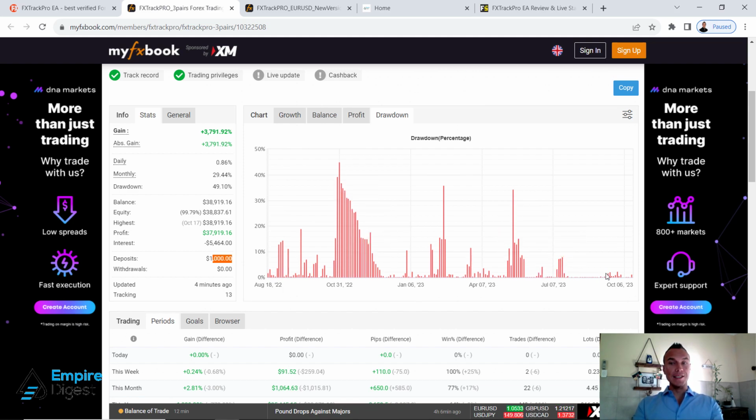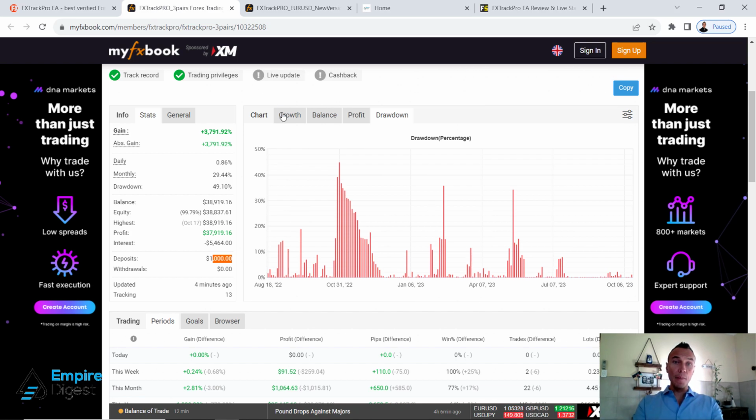The drawdown is actually going lower and lower and lower, which tells me that they've lowered the risk factor on the forex trading robot, which is a good thing. You don't want to have too much risk and too high of a drawdown, because the higher the drawdown, the quicker you can blow your account, the quicker you can lose money, which you don't want.